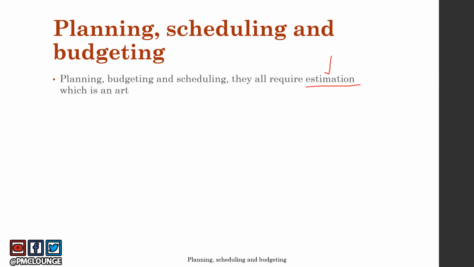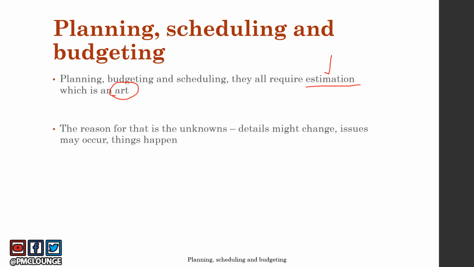You need to estimate them, and estimation is actually an art. Estimation is not a science. It is an art that you as a project manager need to master. So why do we call it an art? The reason for that is simple. It is the sheer amount of unknowns that you need to deal with while doing an estimation.